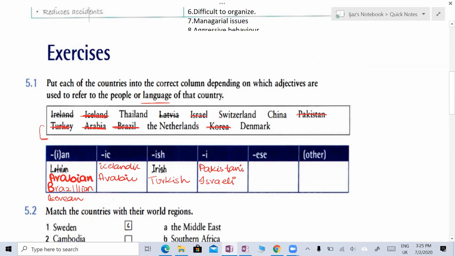Next one, ESE. Chinese. Yeah, that's right. I think it's the only one. No, there might be one more. Denmarkese? No, we don't say Denmarkese. Pakistani is already done. I'm not sure about Denmark. No, it's not.